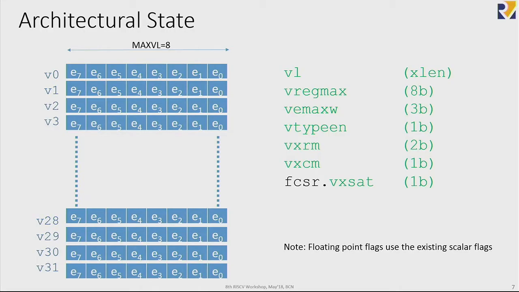The rest type enabled, that's 1 bit. That's the bit ready there waiting for the type extension, and then the fixed point rounding mode and clipping mode, and we're adding 1 bit to FCSR that will take the saturation flag from the fixed point thing.